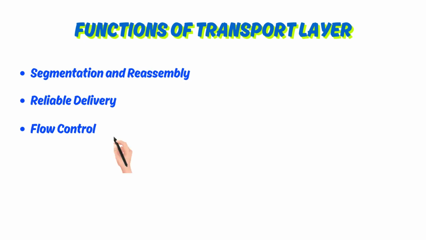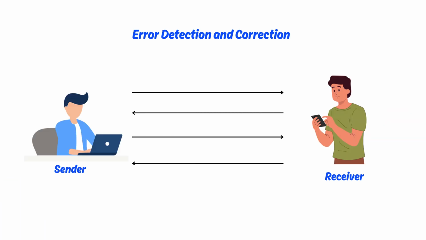Another function provided by the transport layer is error detection and correction. It uses checksums to ensure data is not corrupted. Let's understand the process of error detection and correction at the transport layer of the OSI model in this diagram. In the first step, the sender transmits a binary data packet as given in the diagram. The receiver receives and checks the data using checksum or parity approach.